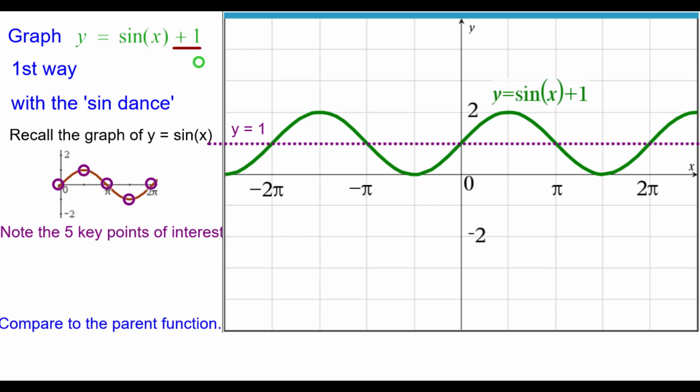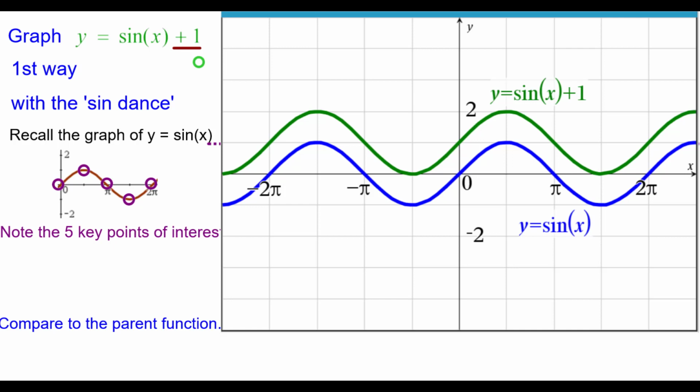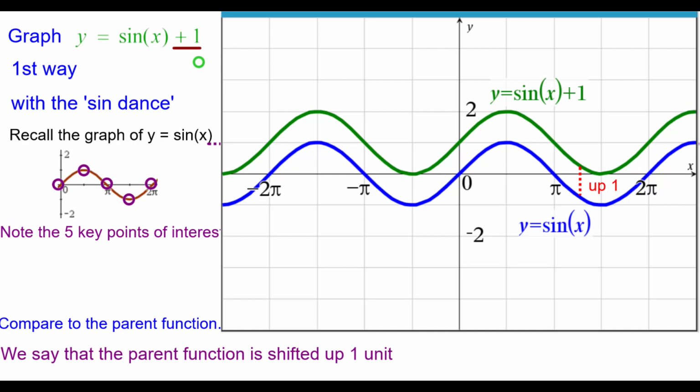Let's compare this to the parent function, y equals the sine of x in blue. And going from blue to green, we shift each and every single point up 1 unit. We say that the parent function is shifted up 1 unit, or sometimes we say it's translated up 1 unit. Pause if needed.